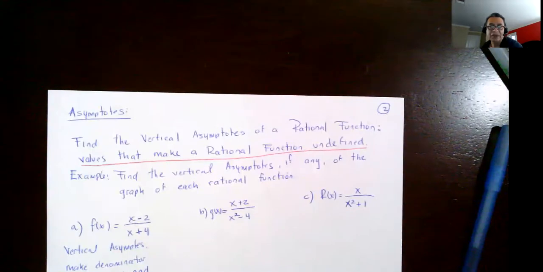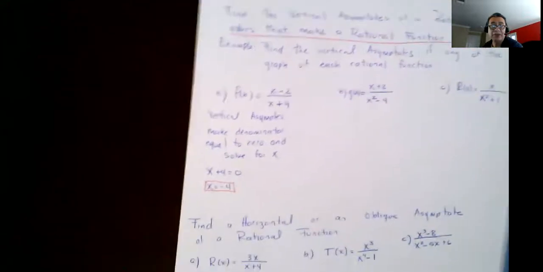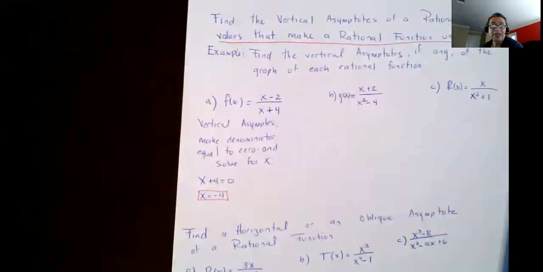So those are the vertical asymptotes. Let's try to find the vertical asymptotes for these rational functions, which is very similar to what we did already. If we start with A, notice again, the first thing that we do is make the denominator equal to 0 and solve for x. Here, x plus 4 equals 0. We solve for x, that's x equals -4. So the -4 is the vertical asymptote. Okay, so remember, asymptotes are imaginary lines.